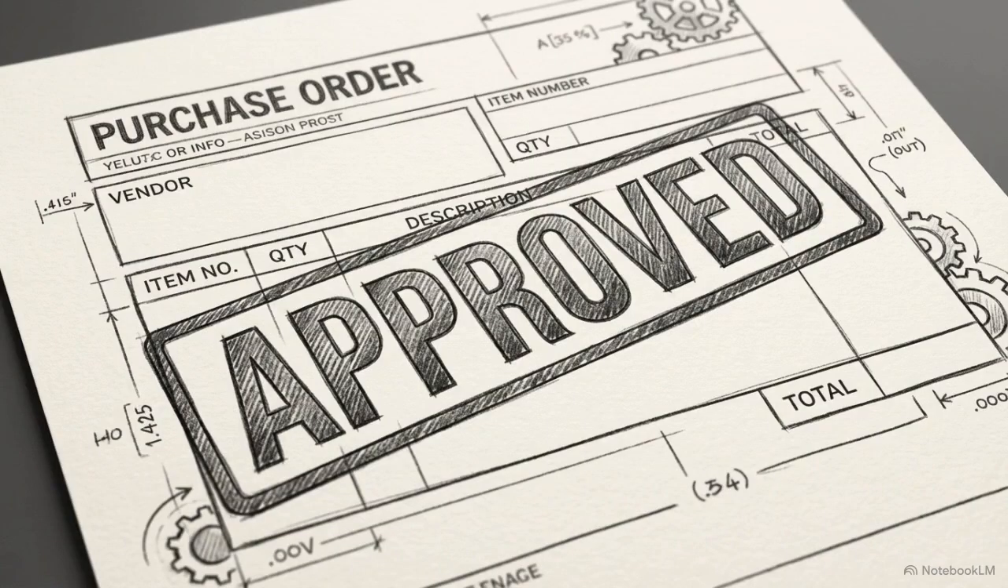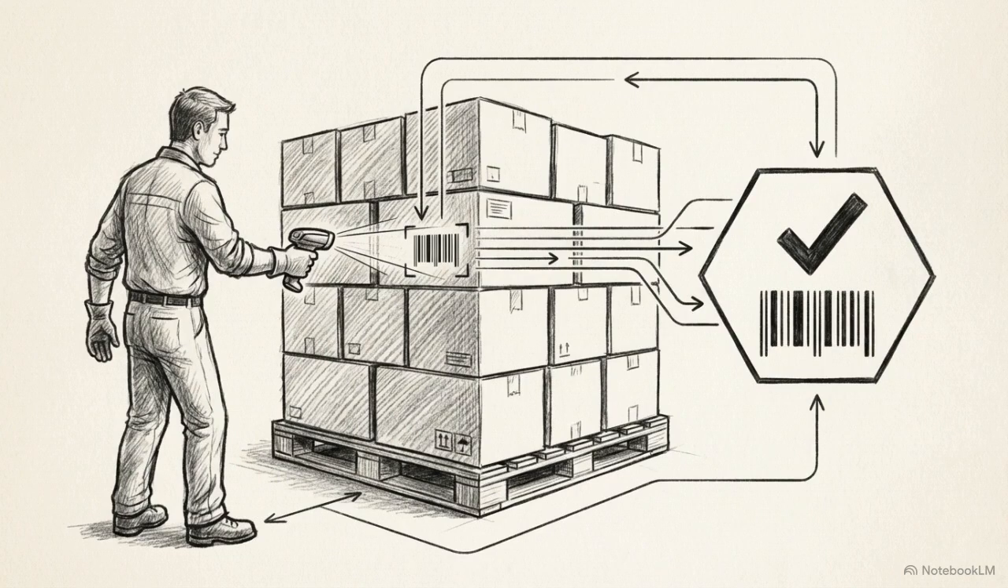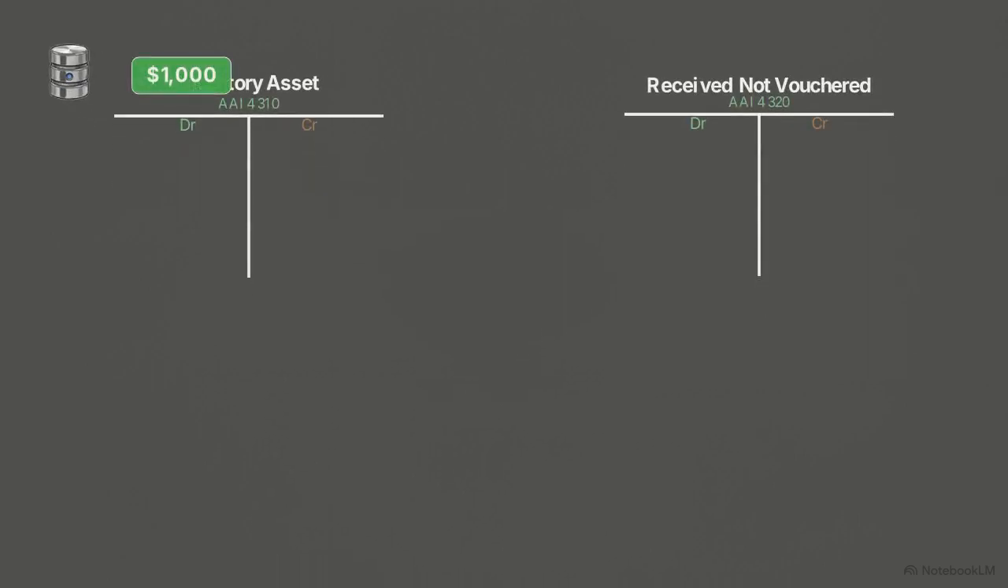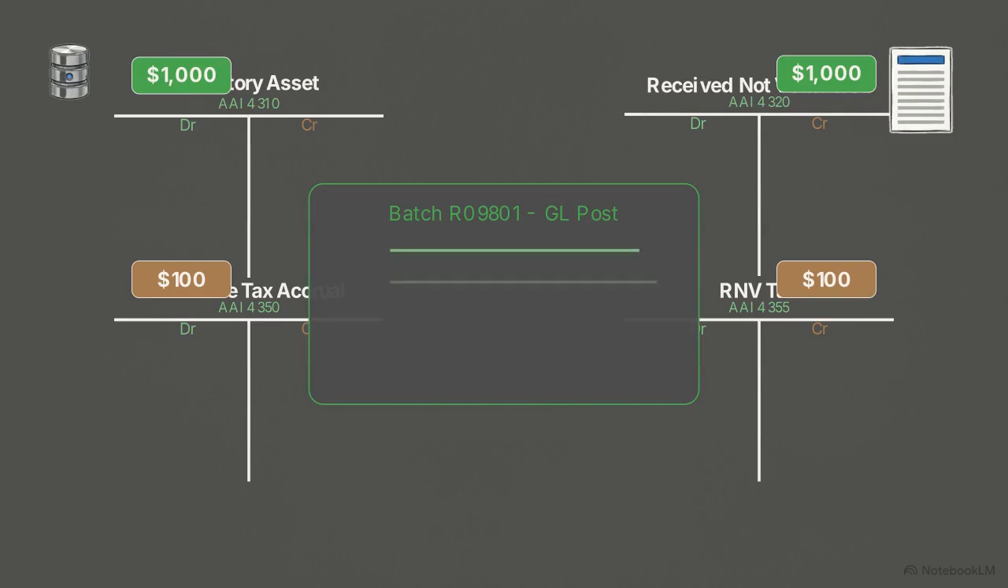We begin with code S, representing seller-assessed sales tax. Under this rule, the supplier pays the tax authority and passes that cost on to the purchasing organization. The three-way match begins at the purchase order receipt phase, using program P4312 to record the physical arrival of the goods. For the goods, the system logs a $1,000 debit to inventory asset, offset by a credit to the received not vouchered account. With code S active, distribution AAIs trigger, debiting purchase tax accrual for $100 and crediting R&V tax.